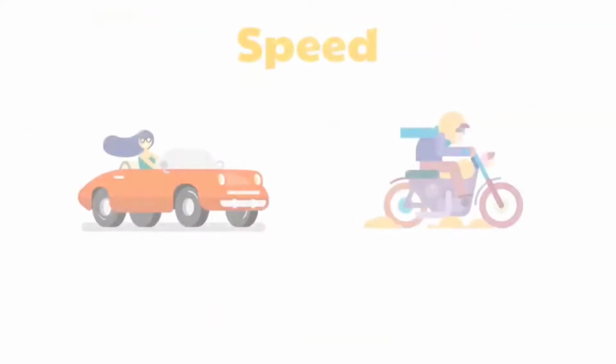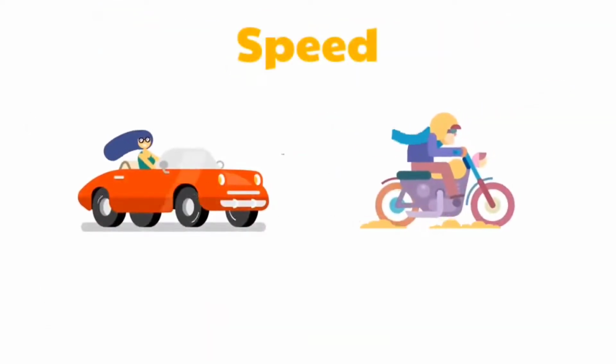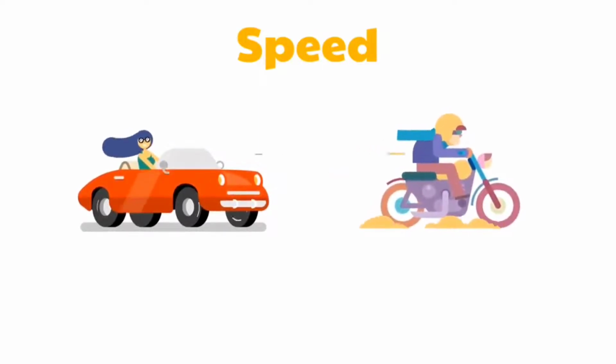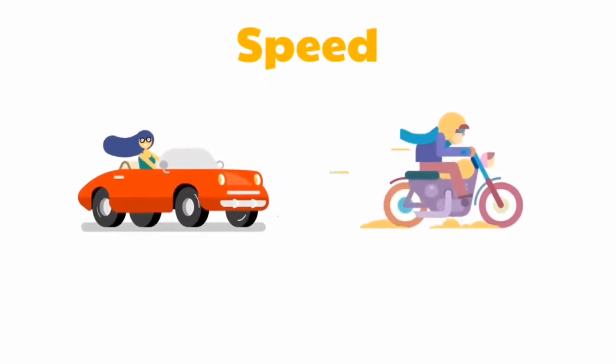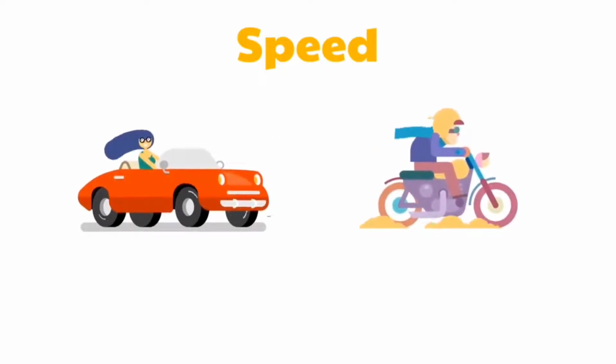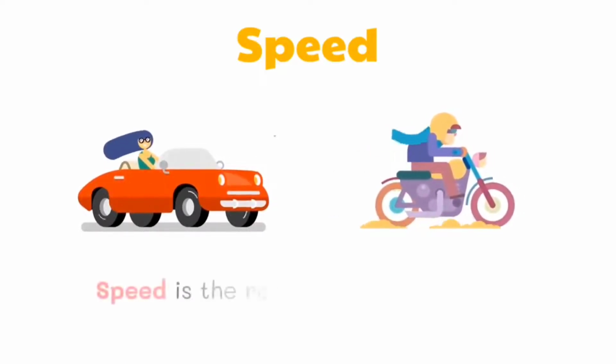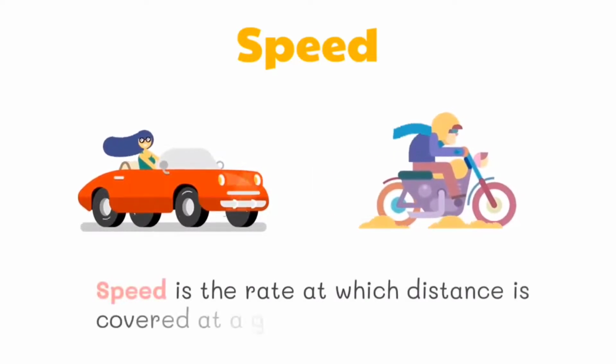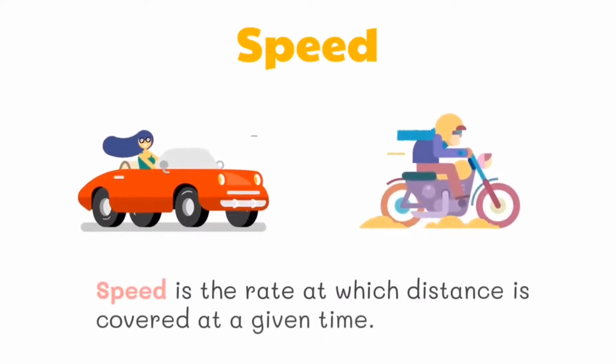People usually associate speed with a fast-moving object, such as a high-speed car in racing, but speed is defined as the rate at which distance is covered in a given time.